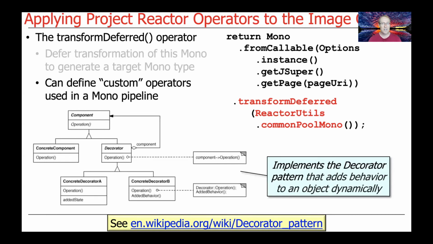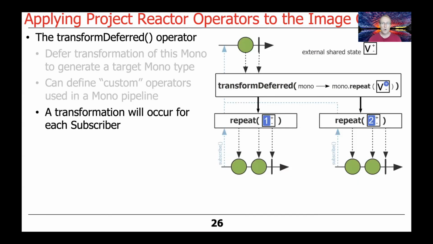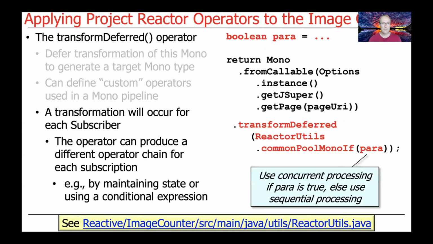If you take a look at the implementation of how this works, it's basically implementing the decorator pattern. And that's a Gang of Four pattern that can be used to add behavior to an object dynamically, in other words, at runtime. The way this works internally is that the transformations will occur for each different subscriber. So if you have multiple subscribers, you can actually get different behaviors depending on how you program your use of what's passed to transformDeferred. For example, an operator can produce a different operator chain for each subscription that's given to it. And it can do this by maintaining state or using some conditional expression.